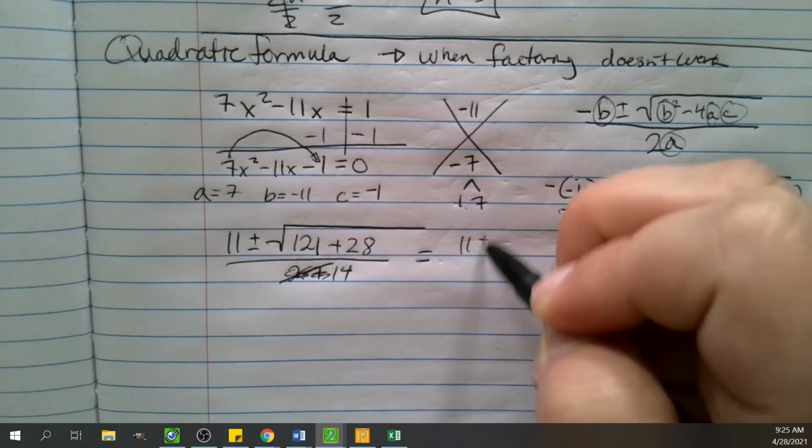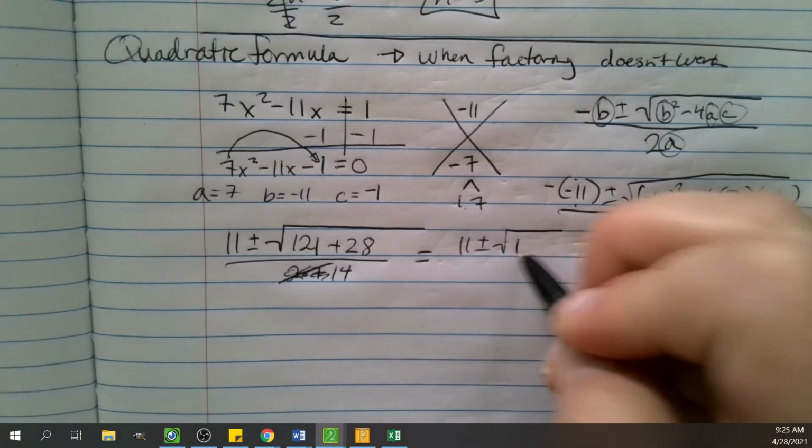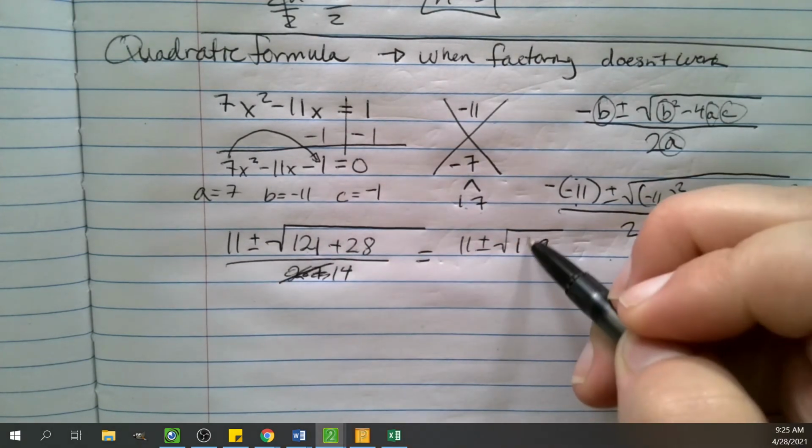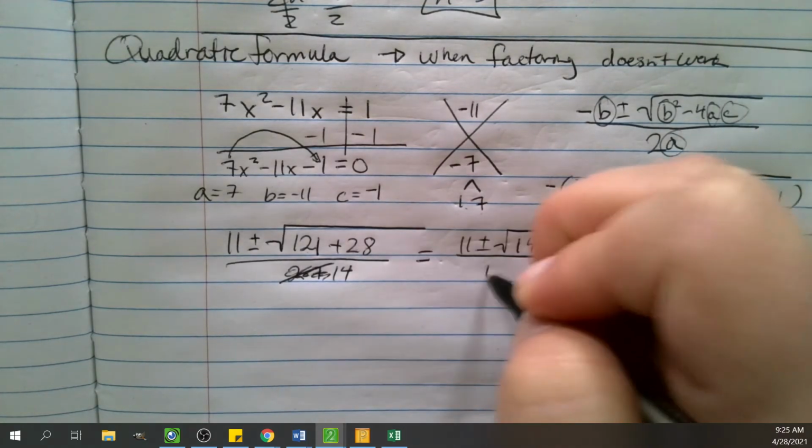I've got 11 plus or minus. What's 121 plus 28? What's 8 plus 1? What's 2 plus 2? Does 149 break down nicely?